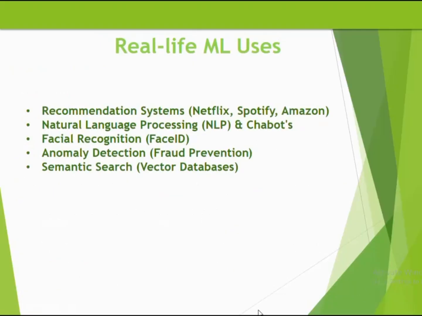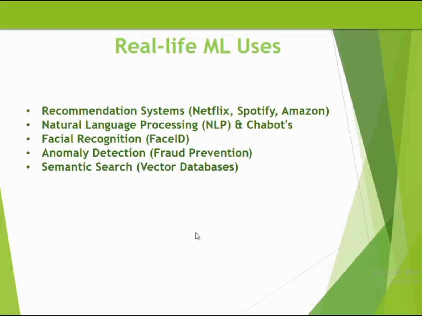Now moving to the real life machine learning use cases, right? There can be a large number of machine learning use cases where vectors are being used. Some of them I have listed over here and we will go through them one by one. First one is the recommendation system, majorly used in Netflix, Spotify, and Amazon, right? Similarly, vectors can also be used in natural language processing, whether it is a text search, a speech, or some chatbots.